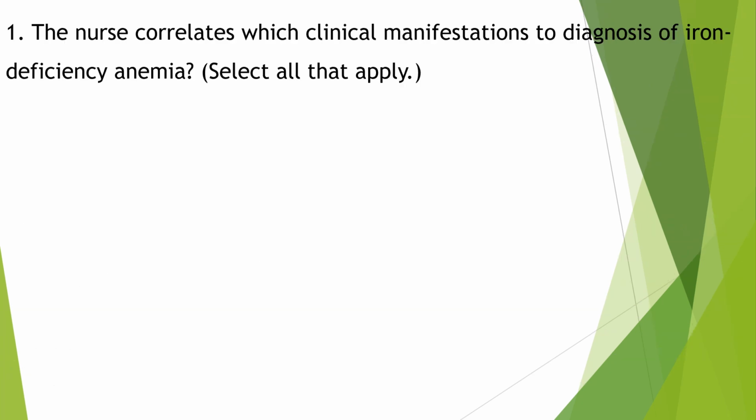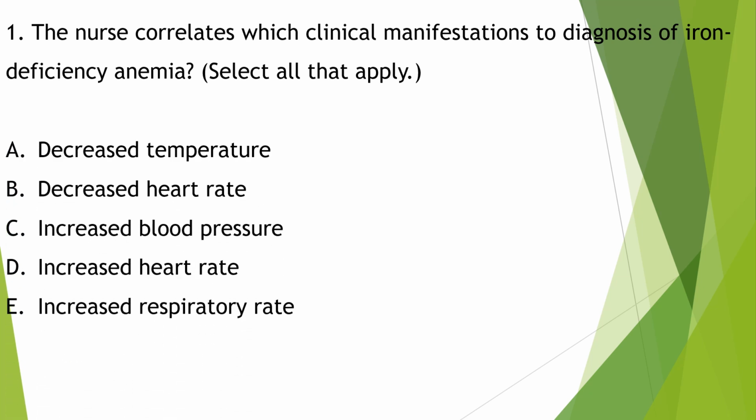The nurse correlates which clinical manifestation to diagnosis of iron deficiency anemia? Decreased temperature, decreased heart rate, increased BP, increased heart rate, increased respiratory rate. So, iron is the key to RBC's ability to carry oxygen. So, it will result in increased heart rate and increased respiratory rate.